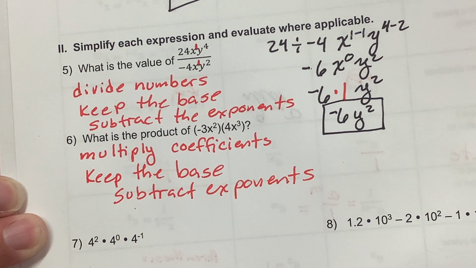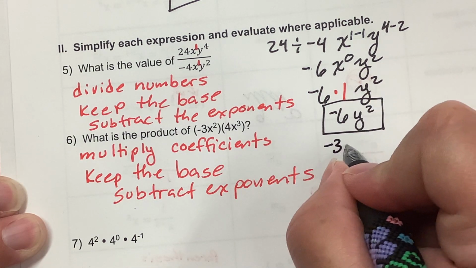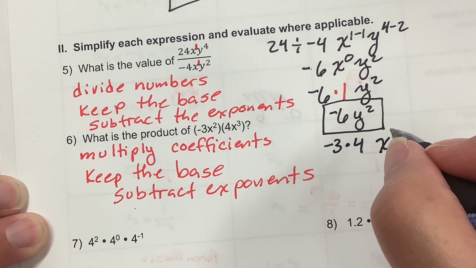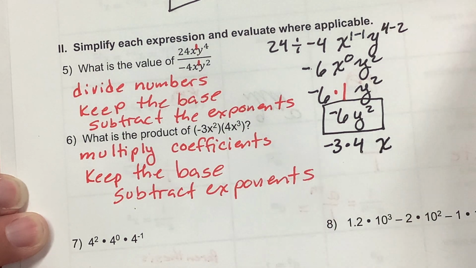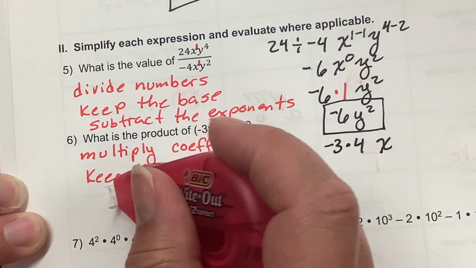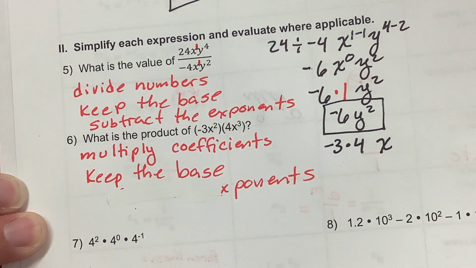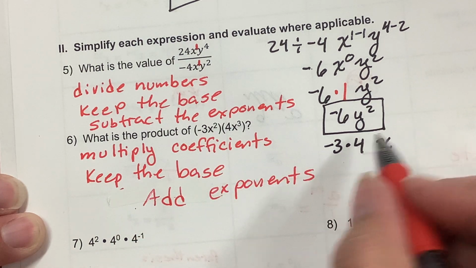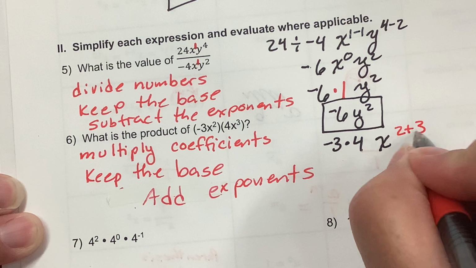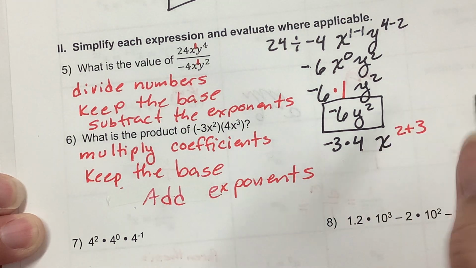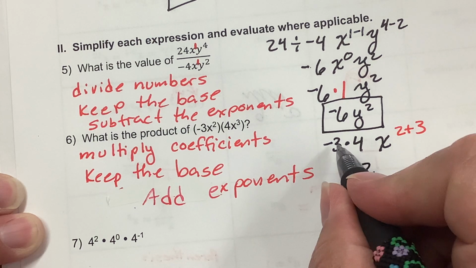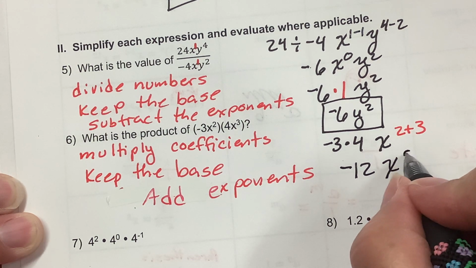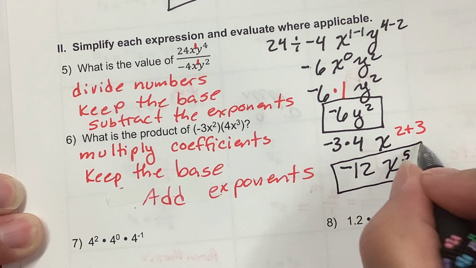All right, let's do that. Negative 3 times 4. Keep the base x and subtract the exponents. Sorry, multiply the exponents. Why are you subtracting exponents with bad Bono? Add the exponents because it's the product rule. So now, 2 plus 3. Okay, negative 3 times 4. Well, multiply first. 3 times 4 is 12. The signs are different, so it's negative 12. Keep the base x. 2 plus 3, 5. Negative 12, x to the 5th.